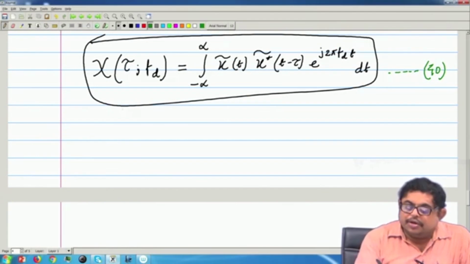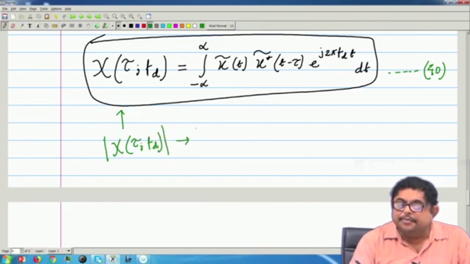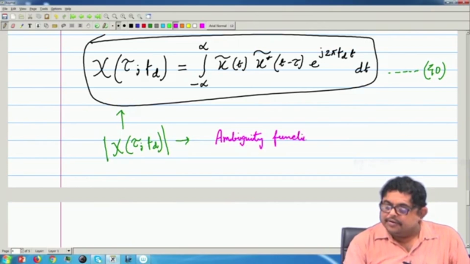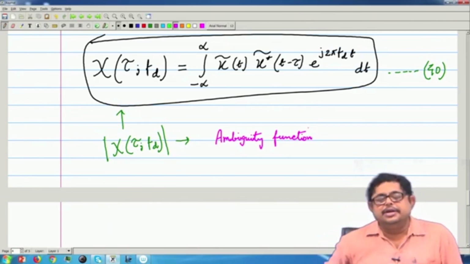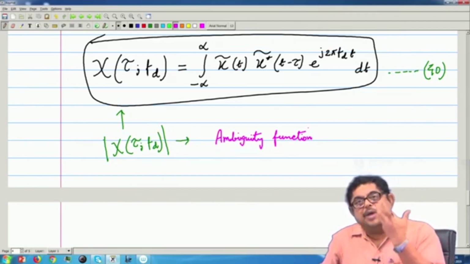I will say that this is given a name: ambiguity function. And you can easily see that this is nothing but the match filter output.